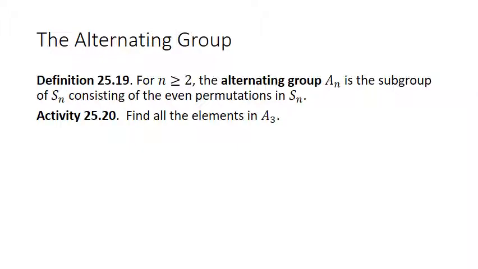Okay, so this brings us to the definition of the alternating group. For n greater than or equal to 2, the alternating group An is the subgroup of Sn consisting of the even permutations of Sn. So it's that group that we just showed was a group in the last activity. So activity 25.20, find all of the elements of A3. Go ahead and pause the video and do that, and then we will go over it.